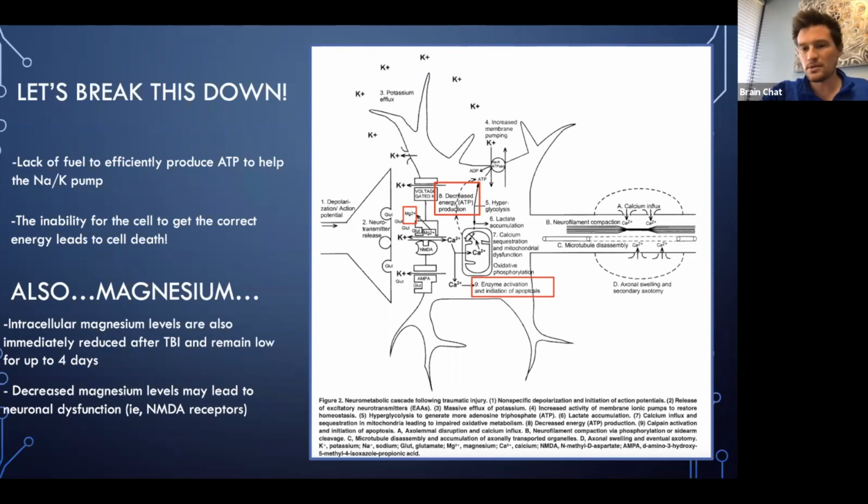So it's important to look at this from a cellular level and to check this stuff out.